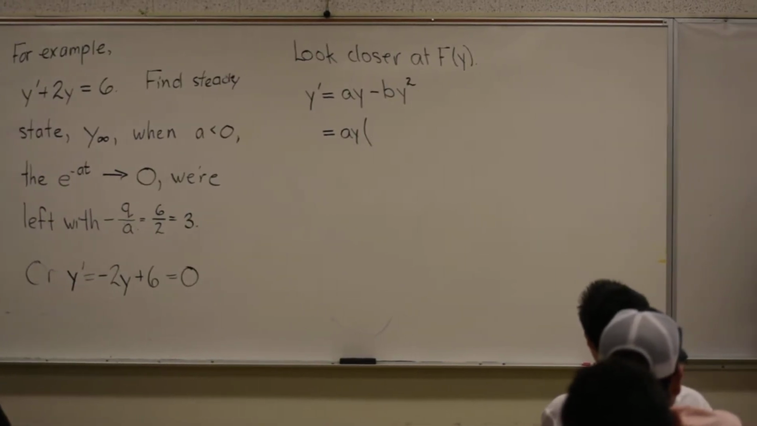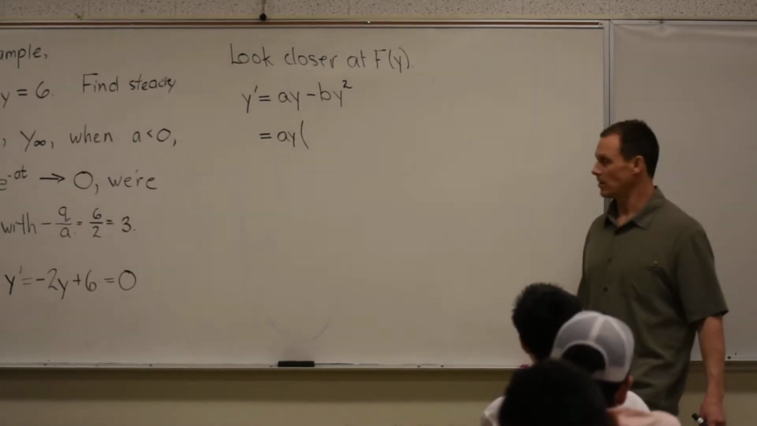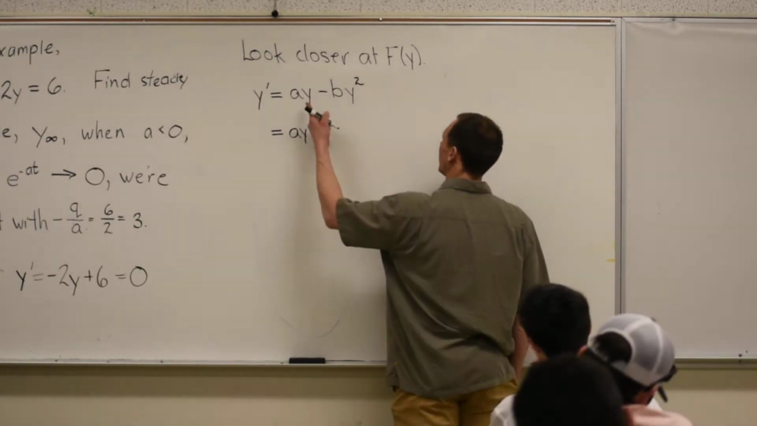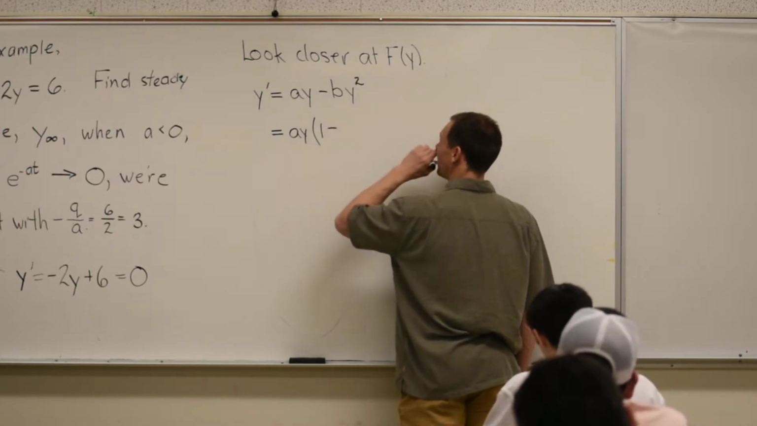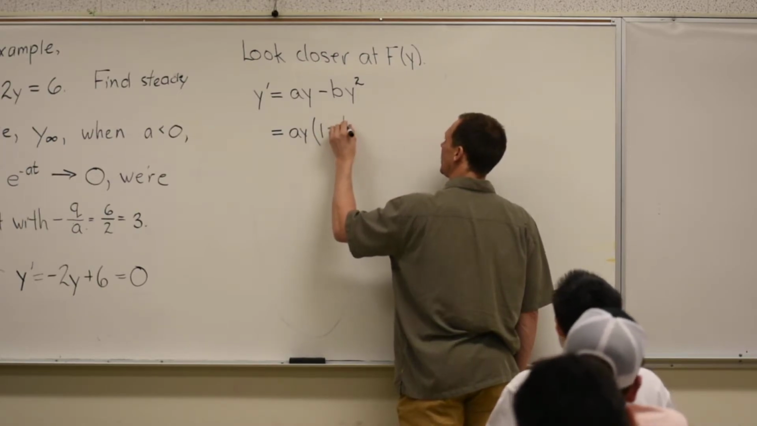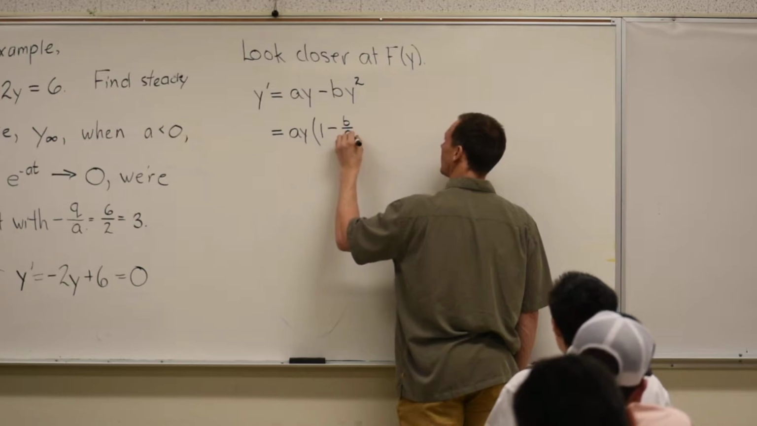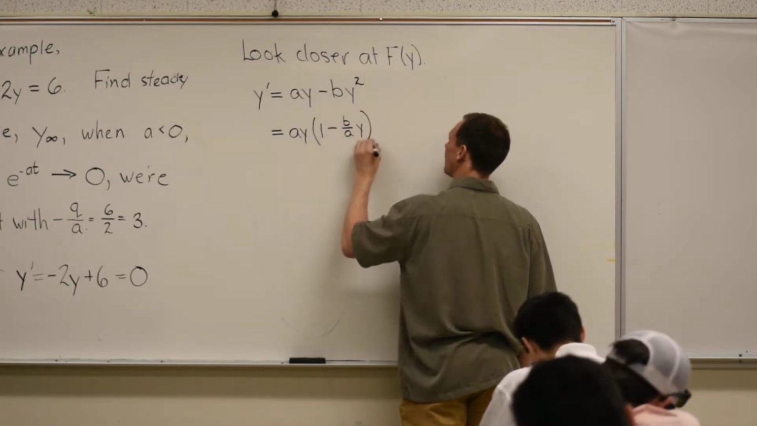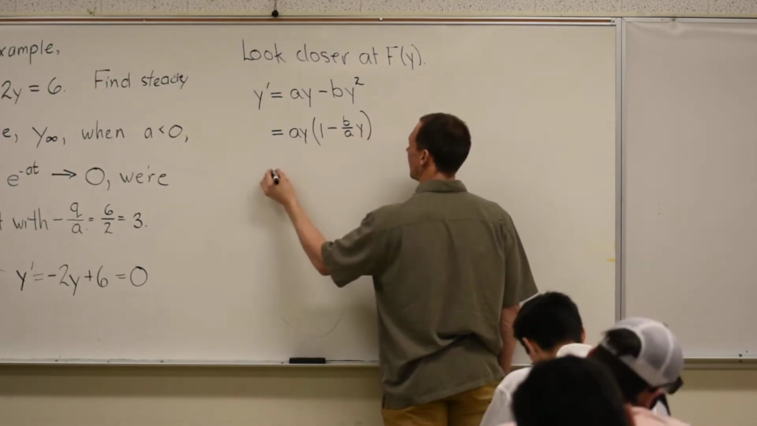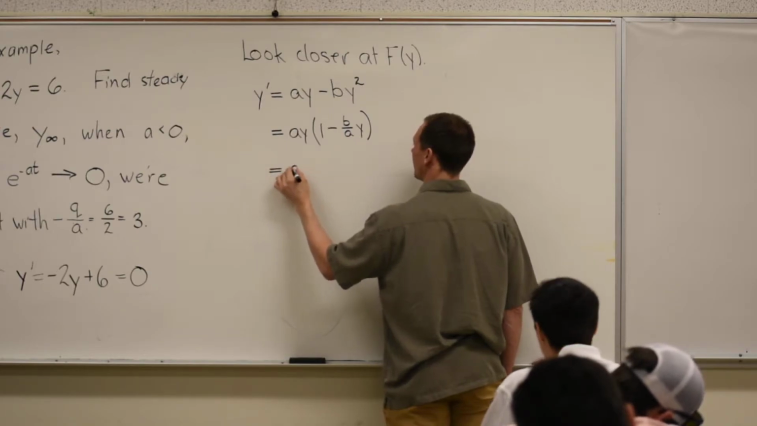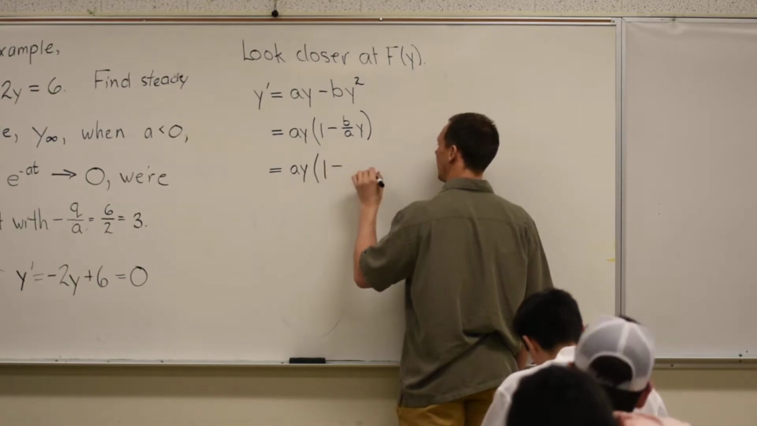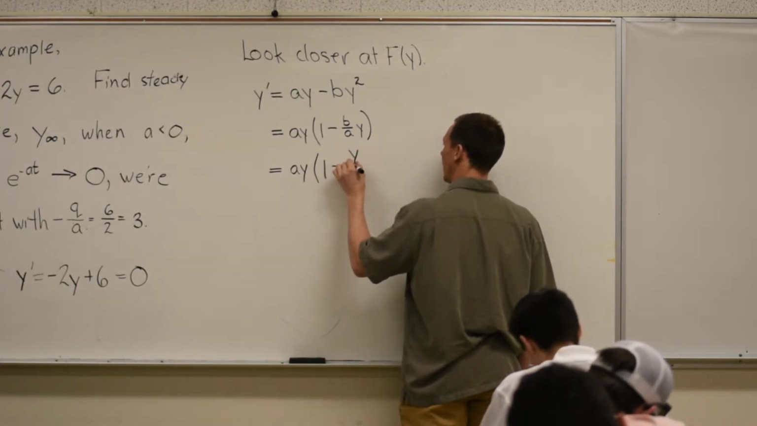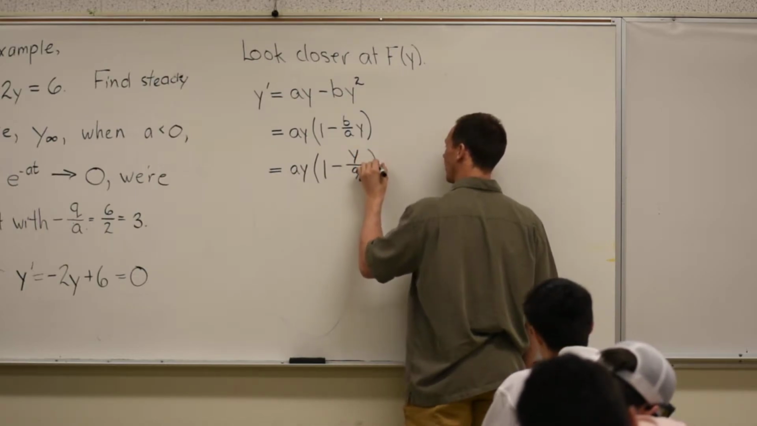It's the first one, so it's just a single derivative. Okay, so if you do that, first you get a 1, and then you get a minus b over a. Is that what you got? Okay. And then I'm going to do this one more time. I'm going to write this as a times y times 1 minus y over a over b.